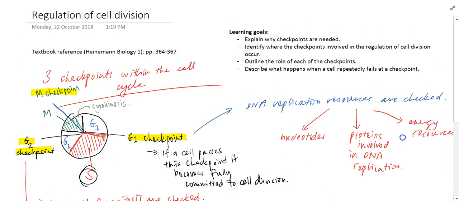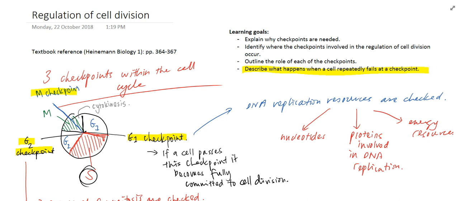Okay. So just having a look at the learning goals, we have talked about generally why checkpoints are needed. They're needed because we need to make sure that cell replication occurs with the minimum amount of damage being carried through. We've identified where they occur and we've outlined each of their roles, but we haven't yet described what happens when a cell repeatedly fails at a checkpoint.